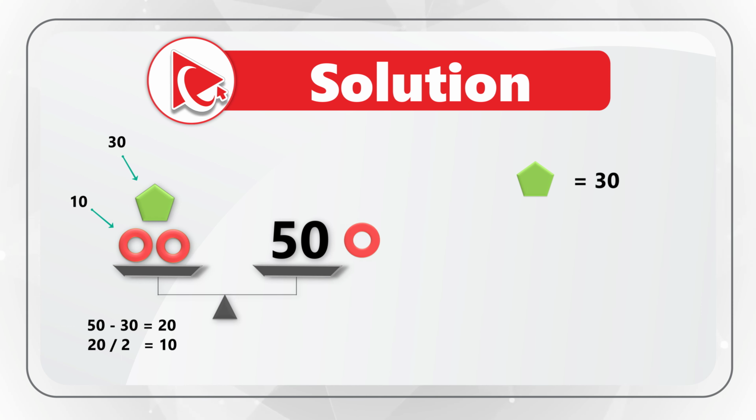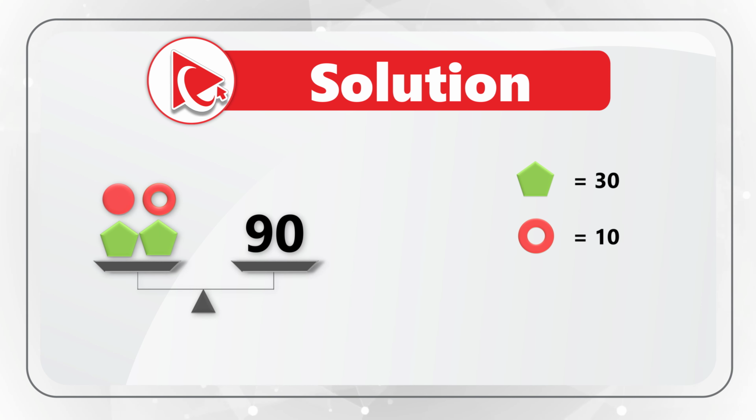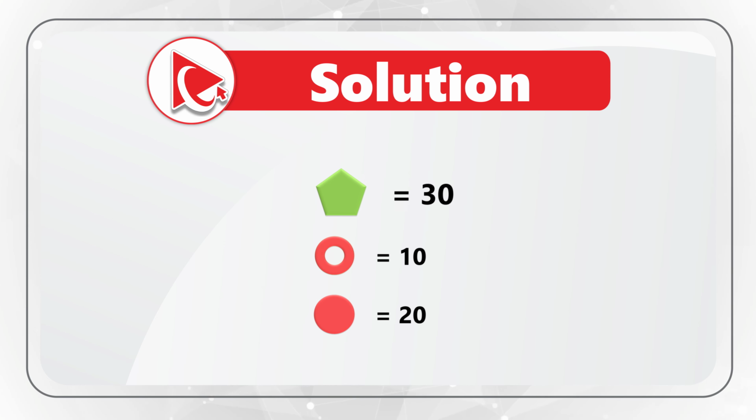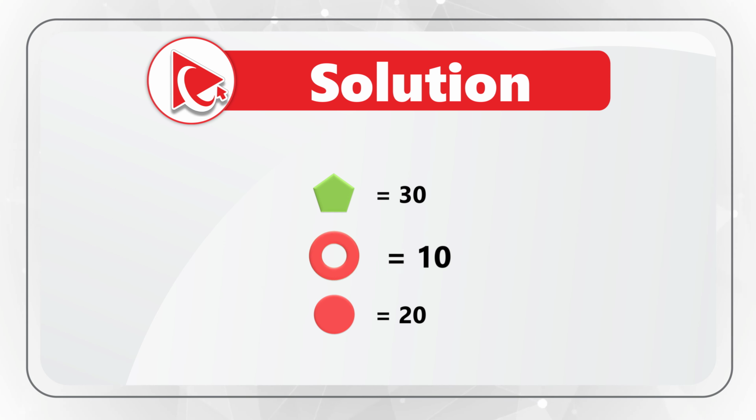On the next scale, we have 2 pentagons, 1 circle, and 1 bagel, and the combination of the shapes equals to 90. Let's do the math. 30 plus 30, which is the value of 2 pentagons, plus 10 equals 70, which means that the circle equals 90 minus 70, which equals to 20. Now we know the values of all the shapes. Pentagon equals 30, bagel equals 10, and then circle equals 20, and we can calculate the missing number.